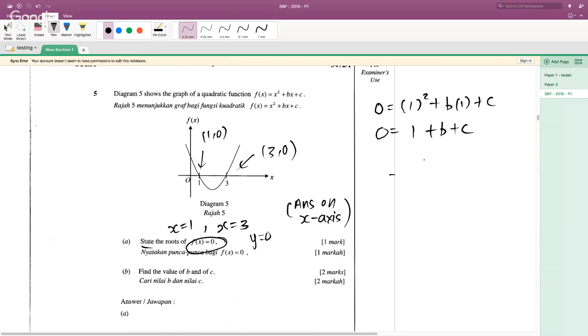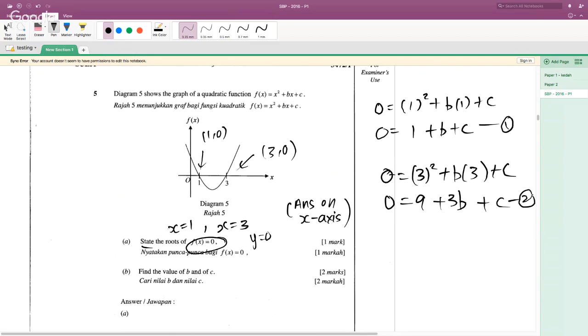I can leave it like this, it doesn't matter. Then I substitute the second coordinate in here: 0 equals 3 squared plus 3b plus c. So this equation is 0 equals 9 plus 3b plus c. I'm going to call this one the first equation and this one the second equation.